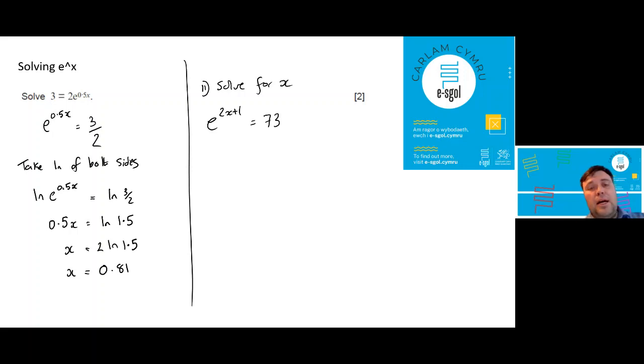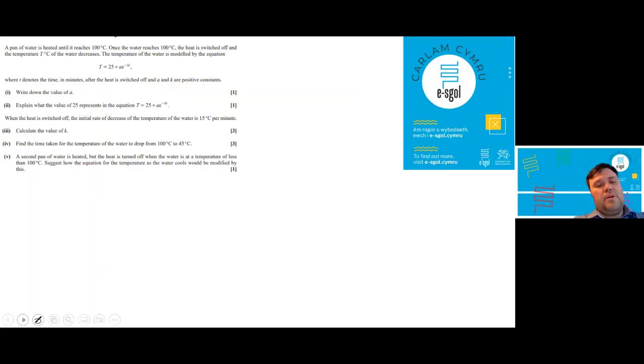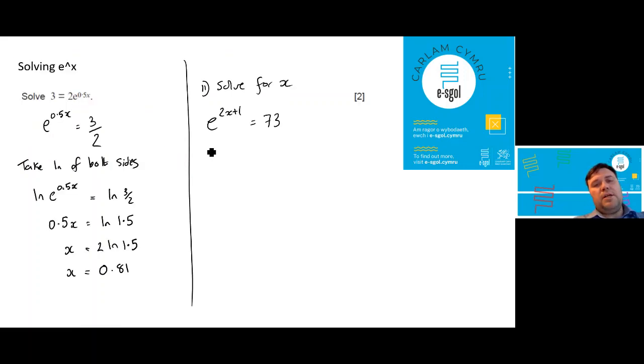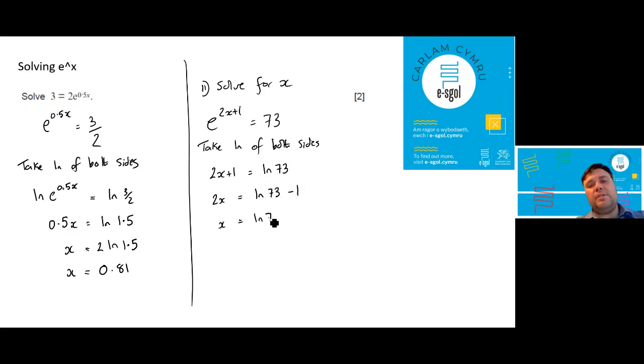So here, again, I would take ln of both sides. So you can even just do then 2x plus 1 equals ln of 73. Move the 1 over to the other side, so that 2x equals ln of 73 minus 1, x equals ln of 73 minus 1 all over 2. Then that would give you an answer of 1.65 to 2 decimal places again.